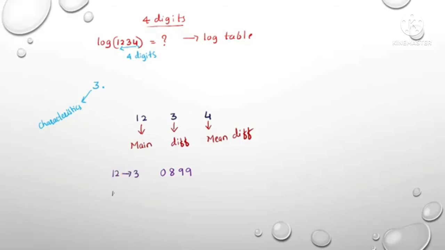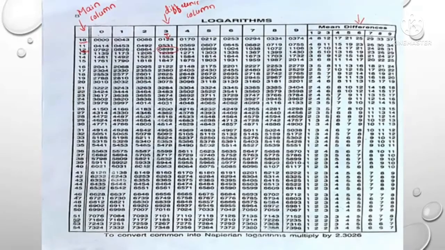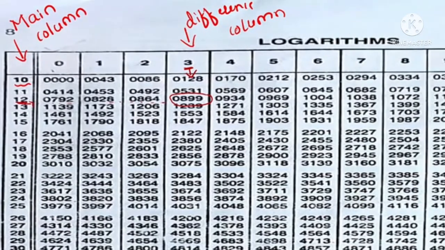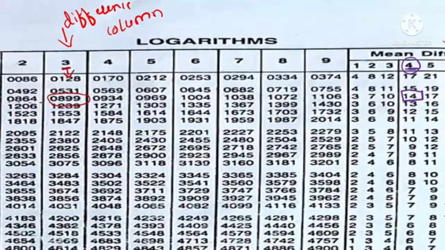Now 12 at 4 we have to observe, meaning the fourth digit. So 12 at 4 we have to observe from the mean difference. Now again we can go to the log table. 4 we have to observe from the mean difference. Here is the mean difference. This is the number 4. So this number 4 at 12, here we can get the number 14.